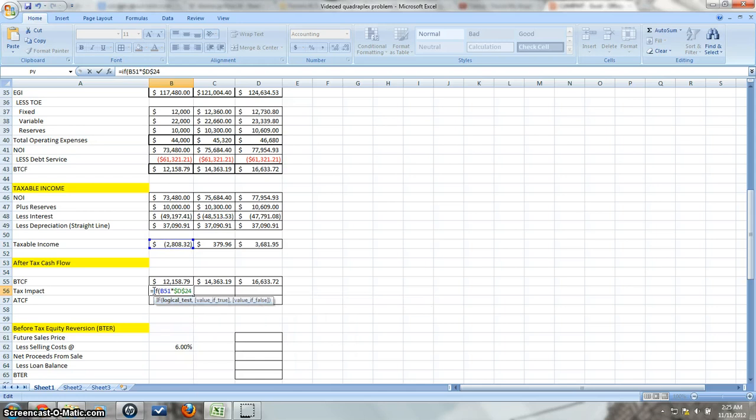Now, if, for example, this cell is greater than 0, then B51 times D24 is the answer. If false, then put in 0. And it'll just give us a 0 value. I'm going to just drag this over.